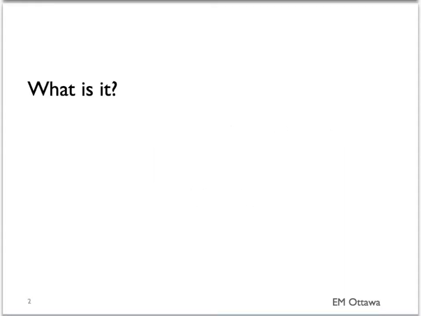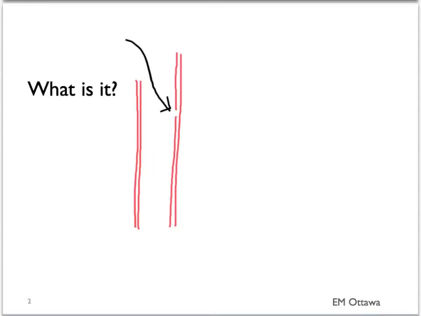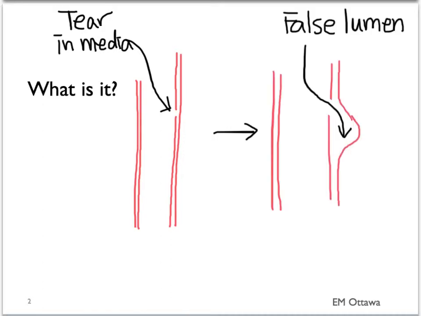What is aortic dissection? It occurs when there's a tear in the media of the aorta. The blood now creates a false lumen. The column of blood in the false lumen can keep dissecting further, or it can propagate backwards.